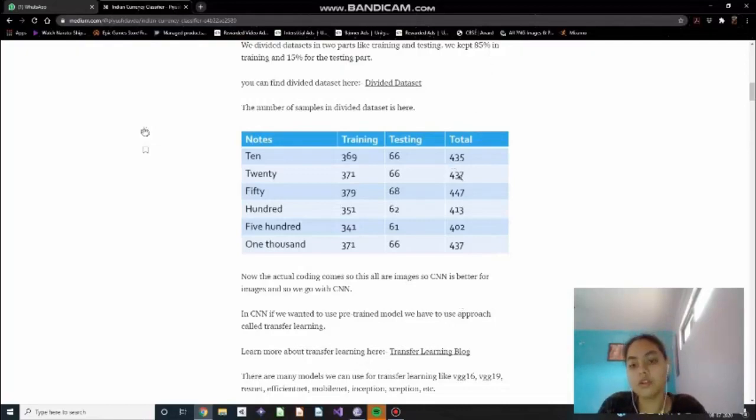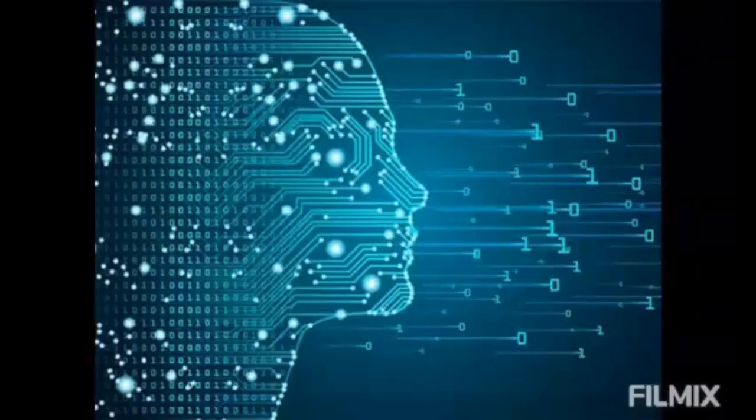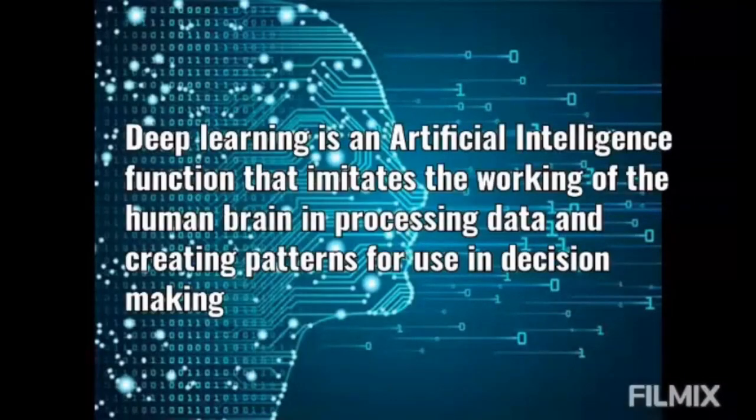We have proposed a model using deep learning techniques, which employs a CNN, a convolutional neural network, to extract features of the currency note using a feature extraction method, which will help in recognizing it. And in CNN, since we wanted to use a pre-trained model, we have used the transfer learning approach. Deep learning is an artificial intelligence function that imitates the working of the human brain in processing data and creating patterns for use in decision making.